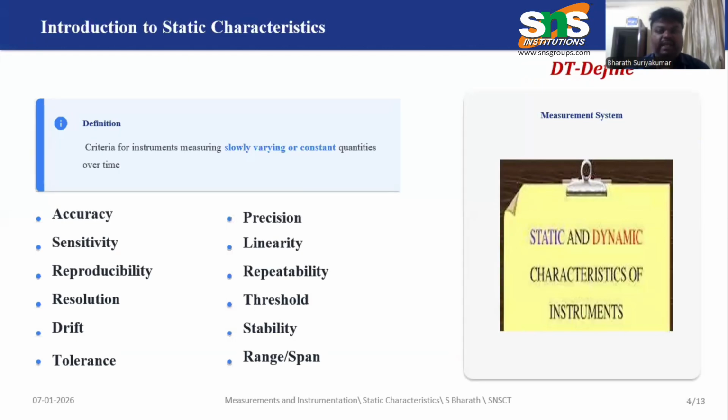What are the different static characteristics that the system possesses? The different static characteristics are listed here: accuracy, sensitivity, reproducibility, resolution, drift, tolerance, precision, linearity, repeatability, threshold, stability, and range. These are considered the various static characteristics of the system. The static characteristics are the criteria for instruments measuring slowly varying or constant quantities over a time period.